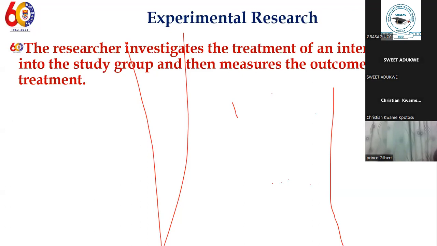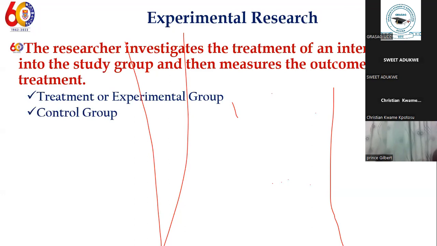In that case, when we are doing an experimental research, we will need a treatment or experimental group. We also need a group that we can control. We will need a pretest, even though not in all cases. Then the intervention itself, after which you collect a post-test. So let's see how this thing is aligned.